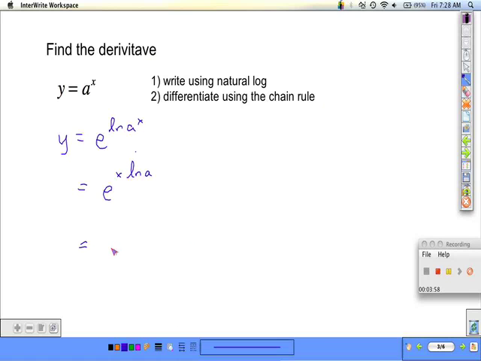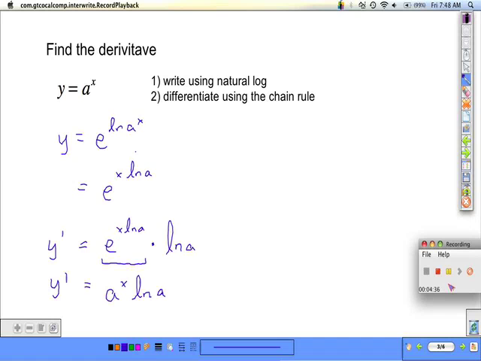We know that the derivative of e to something is just e to that. And now we're going to use the chain rule. Natural log of a is just a number. So we have natural log of a, which is just a constant, times x, so we have natural log a. And this first piece, that was equal to a to the x. This derivative is also in your formula packet.